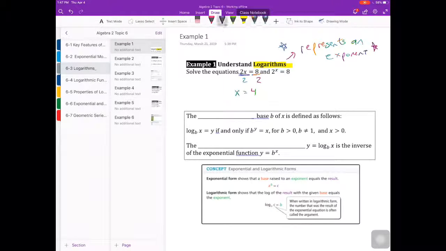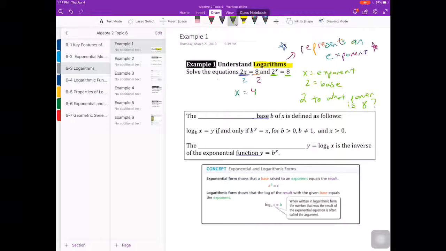Now we're looking over at this one, and this is 2 to the x is 8. So you might be asking yourself, okay, what is x? Well, x represents our exponent, right? X is an exponent. We call 2 the base of that exponent. And I need to know 2 to what power is 8. So the question I'm asking myself is 2 to what power is 8?